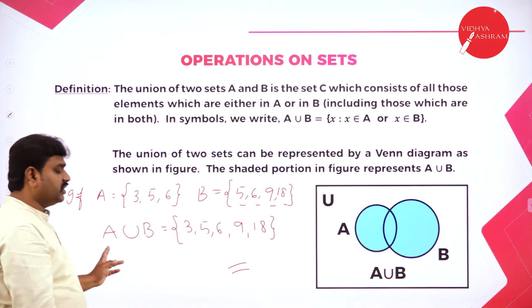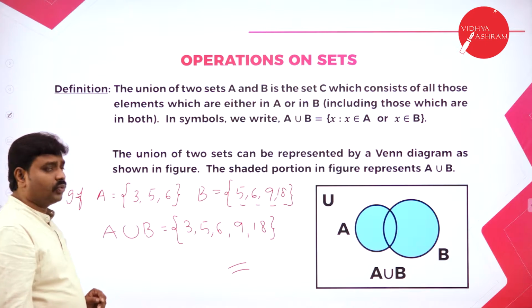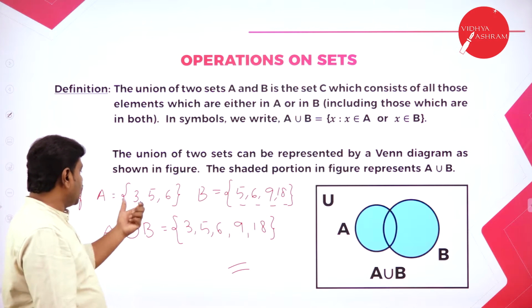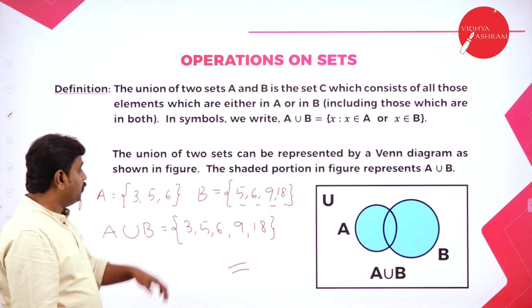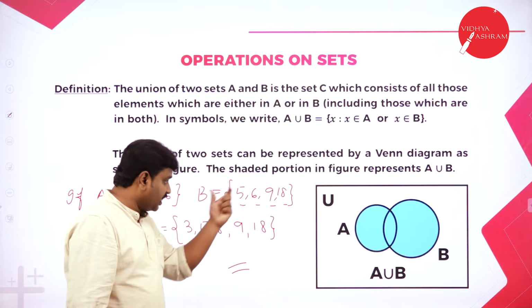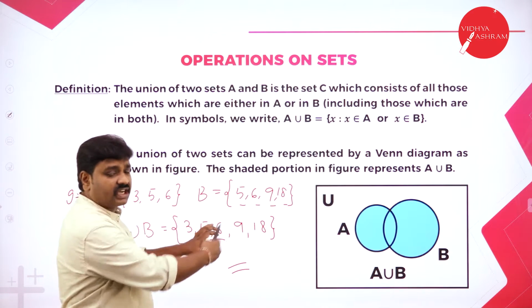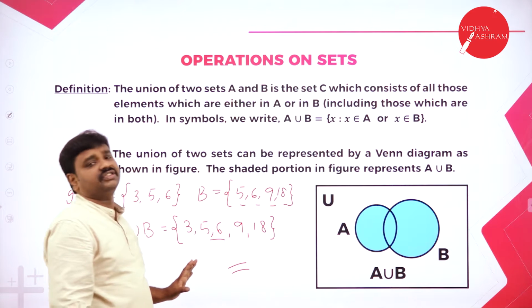How to read this? A union B. What is meant by A union B? Combine the elements of A and B without repeating. In A I have 3, 5, 6. I wrote them. In B I have 5, 6, 9, 8. But already 5, 6 are there, so don't write 5, 6 again. Write 9, 18. That's it.